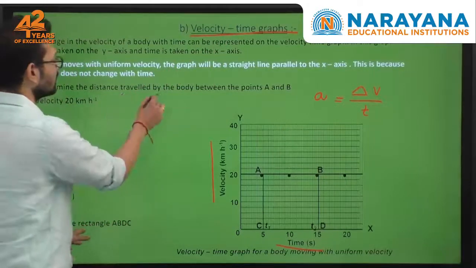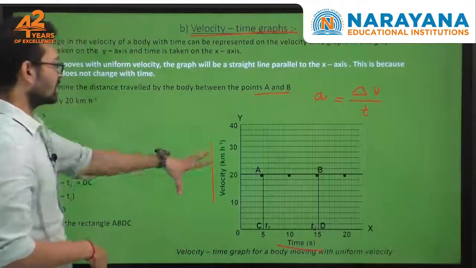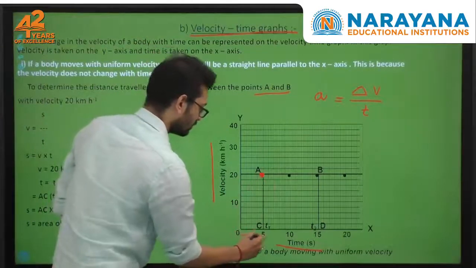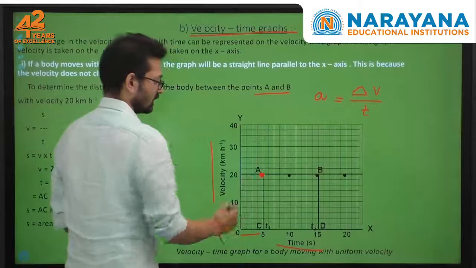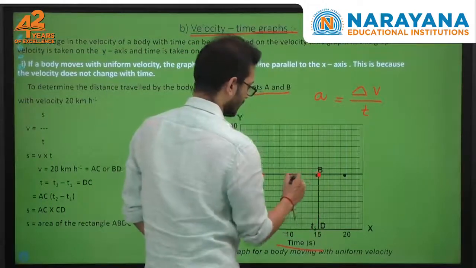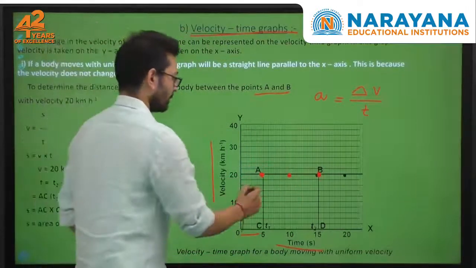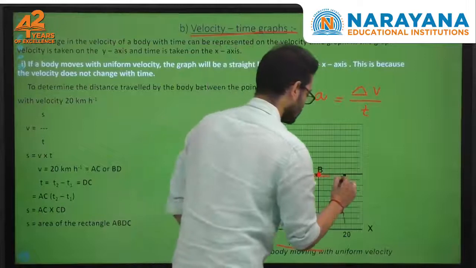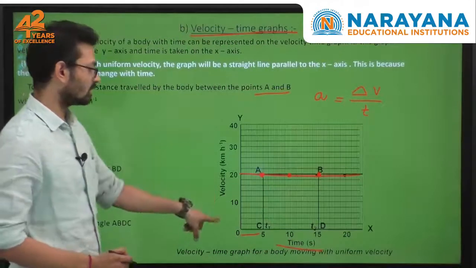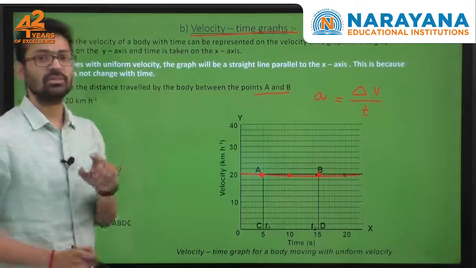Okay, so to determine the distance traveled by the body, for example, if you take this particular graph, you can observe that for the first 5 seconds it is at point A, and at the next 15th point it is at B, and at the 10th point it is at this point only. So if you observe, there is no change in velocity. If there is no change in the velocity-time graph, that means it is a constant velocity.